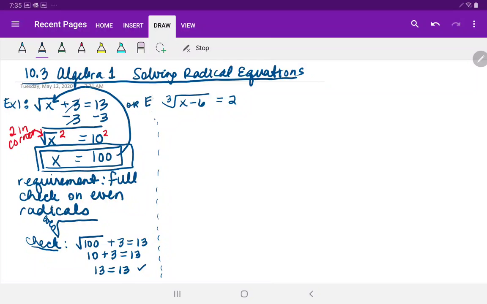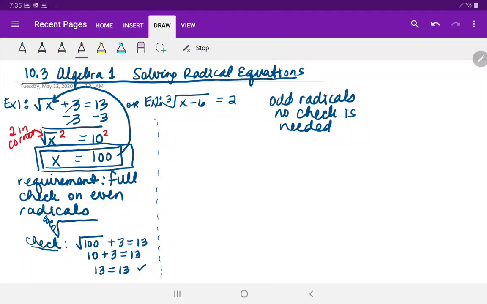Okay, then here we have example 2, the cube root. Now, with odd radicals, no check is needed. So you just solve the problem, and as long as you didn't make any errors, then you get the problem right.